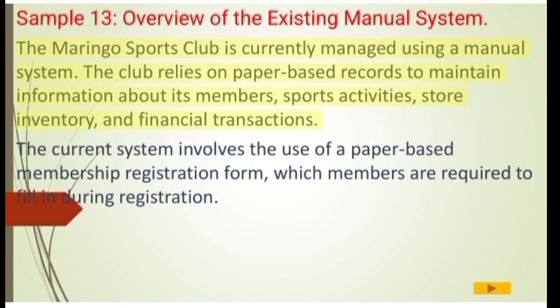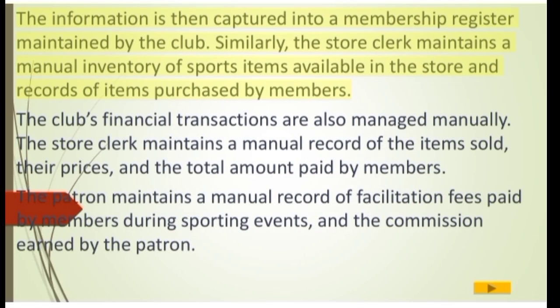The Maringo Sports Club is currently managed using a manual system. The club relies on paper-based records to maintain information about its members, sports activities, store inventory, and financial transactions. The current system involves the use of a paper-based membership registration form, which members are required to fill in during registration. The information is then captured into a membership register maintained by the club.